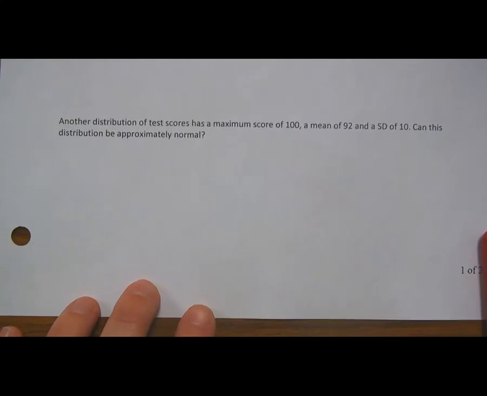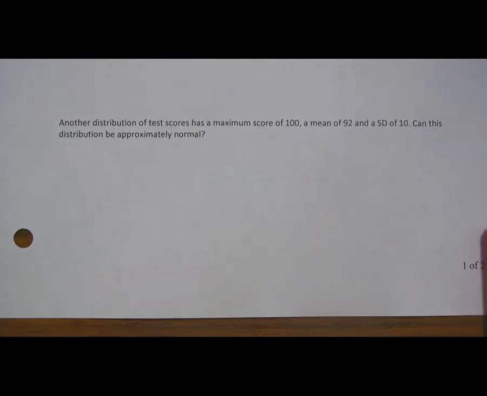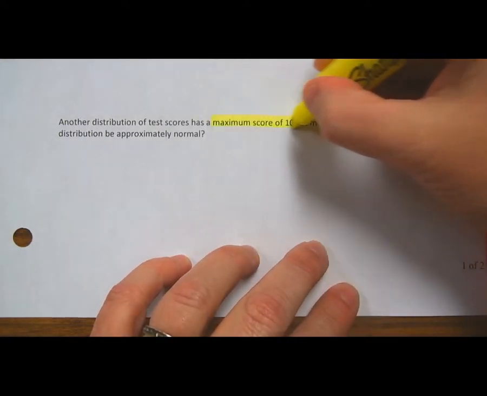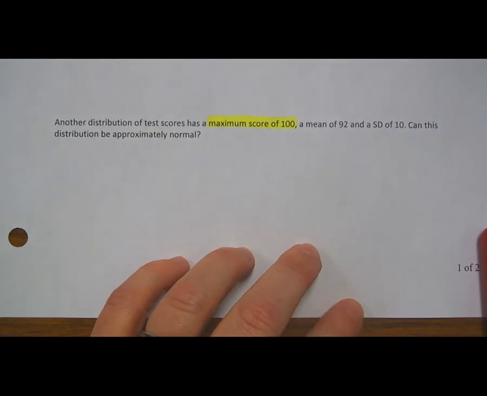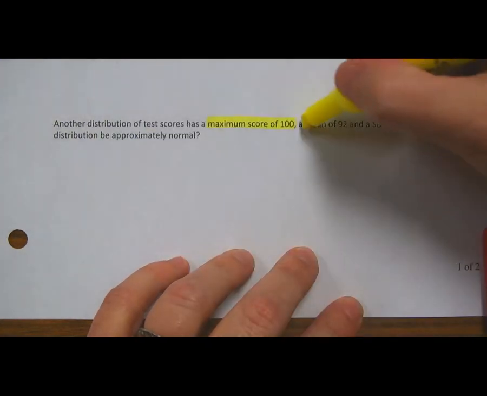This is a really weird question, and this is kind of why I decided to go ahead and do today's notes, because so far I really haven't shown you anything new. You have a test question like this. It says, another distribution of test scores has a maximum score of 100. Here's the mean and here's the standard deviation of these test scores. Can this distribution be approximately normal? They like to ask this question on the AP exam. So it's yes or no, and then we're going to have to justify it.